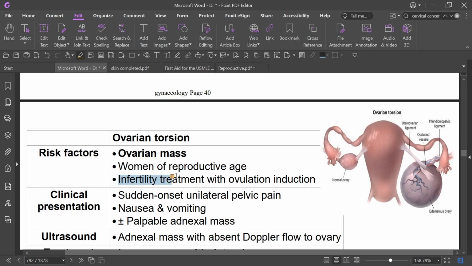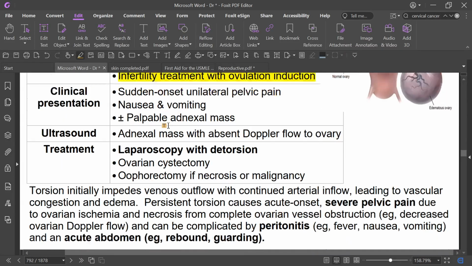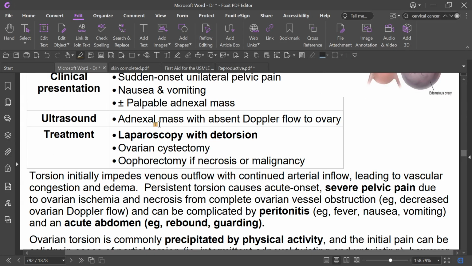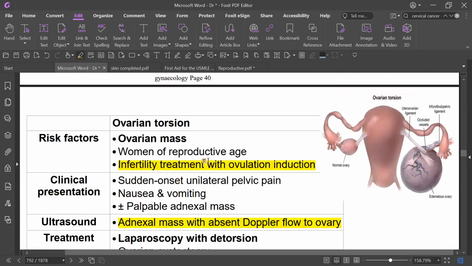If an ovulation inducing drug is used or in a reproductive age, and if there is an ovarian mass, there is sudden onset pelvic pain, nausea, vomiting, and palpable adnexal mass. Ultrasound shows adnexal mass with absent Doppler to the ovary. Treatment is laparoscopy with detorsion, ovarian cystectomy.